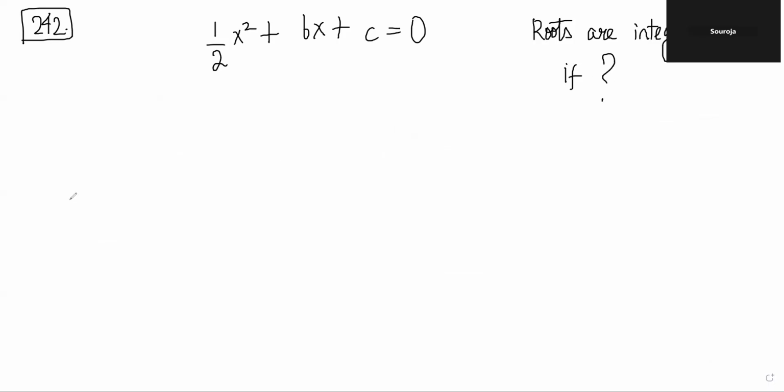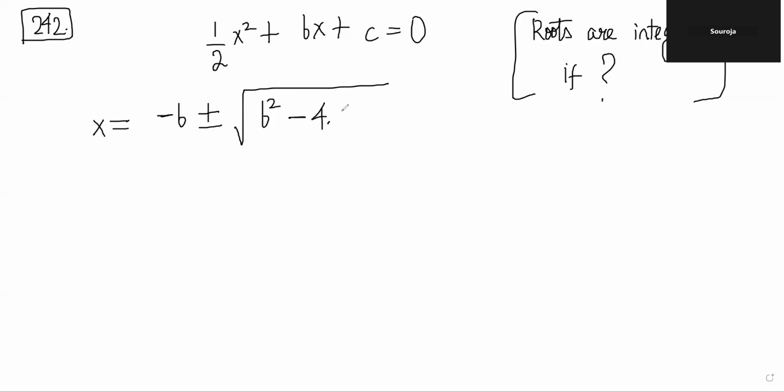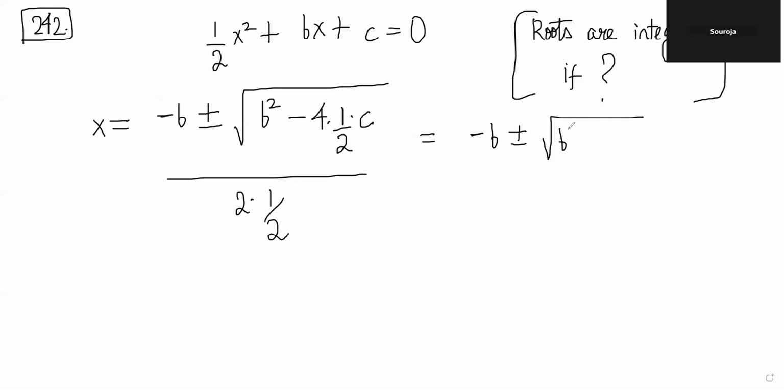If the condition for the roots to be an integer, right? So this is an important theory idea. So think about it. By quadratic formula, the roots will be minus b plus minus root over b square minus 4 into half into c, divided by 2 into half, right? So the roots are minus b plus minus root over b square minus 2c by 1, correct? Anyway, it will come out as a thing like this.